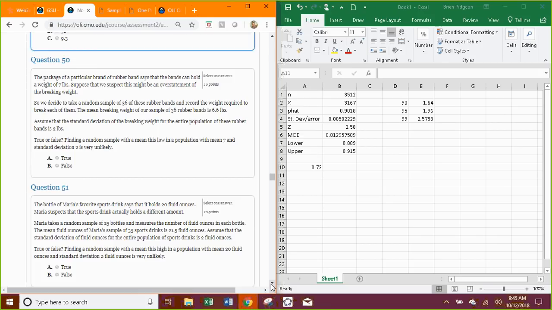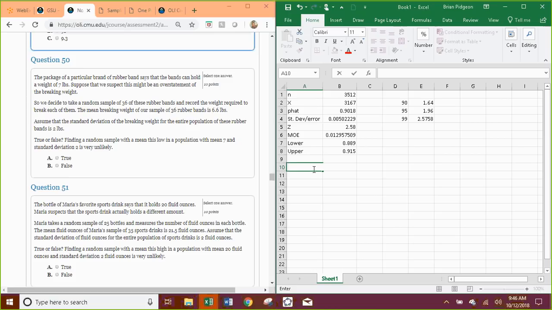All right, the package of a particular brand of rubber band says that the bands can hold a weight of 7 pounds. So we decided to take a random sample of 36. The mean breaking weight of our sample of 36 is 6.6. Assume that the standard deviation of the breaking weight for the entire population of these rubber bands is 2. Finding a random sample with a mean this low in a population with mean 7 and standard deviation 2 is very unlikely.